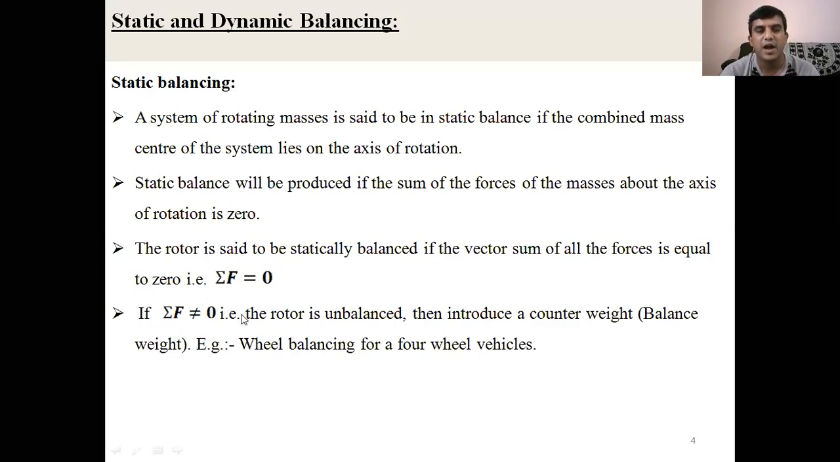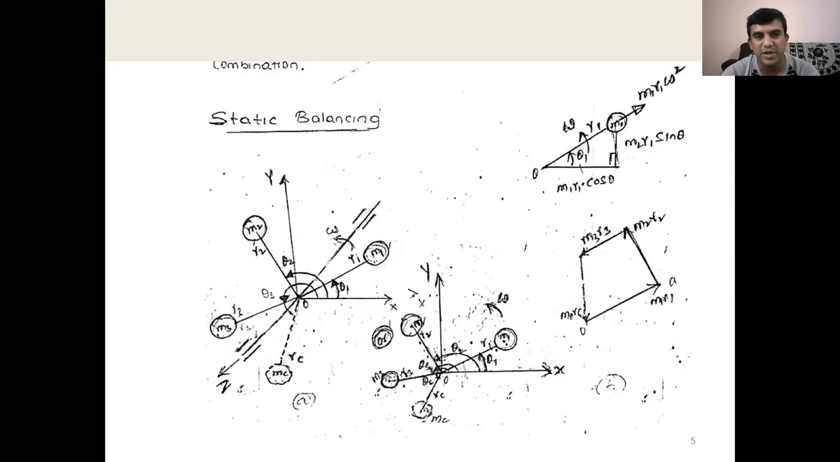Then you add masses opposite to that one and make it balanced. This is how we achieve static balancing. When several masses are rotating about the axis, these are the bearings. The shaft rotates at uniform angular velocity omega. In static balancing, the CG of the rotor coincides with the CG of the shaft. If you draw a force polygon, or vectorial representation, there should be a closed force polygon, and then it becomes static balancing.